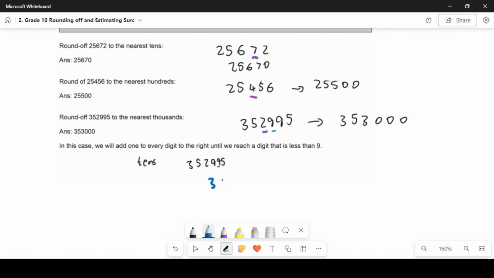So what would that be? It'll be 3. So what would that be? It'll be 353,000. So can you see how both these rounding questions gave us the same answer, right? Just because of the way we're phrasing the question differently. But it's very important that you remember in this case that we continuously add 1 to the digit to the left until we reach a digit that is less than 9. That's very important. You keep adding 1, because if you add 1 to 9, it's going to become 10. So we have to add 1 to the digit to the left. So these are rules that we must follow. Okay, so that's basically it for the rounding off.